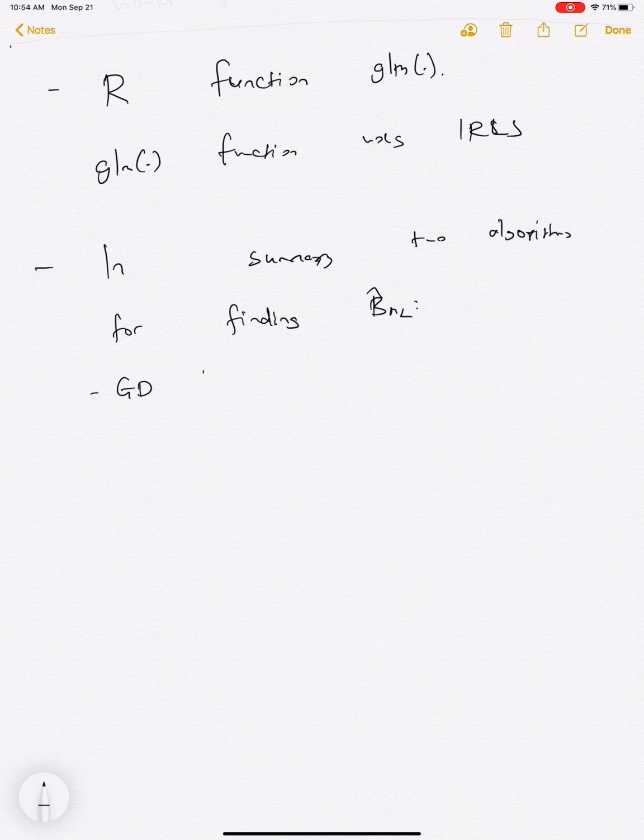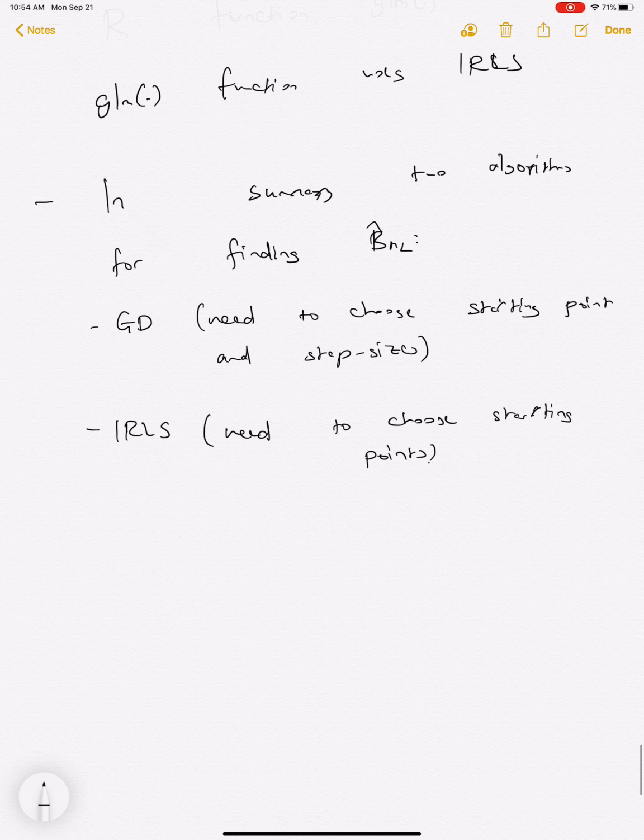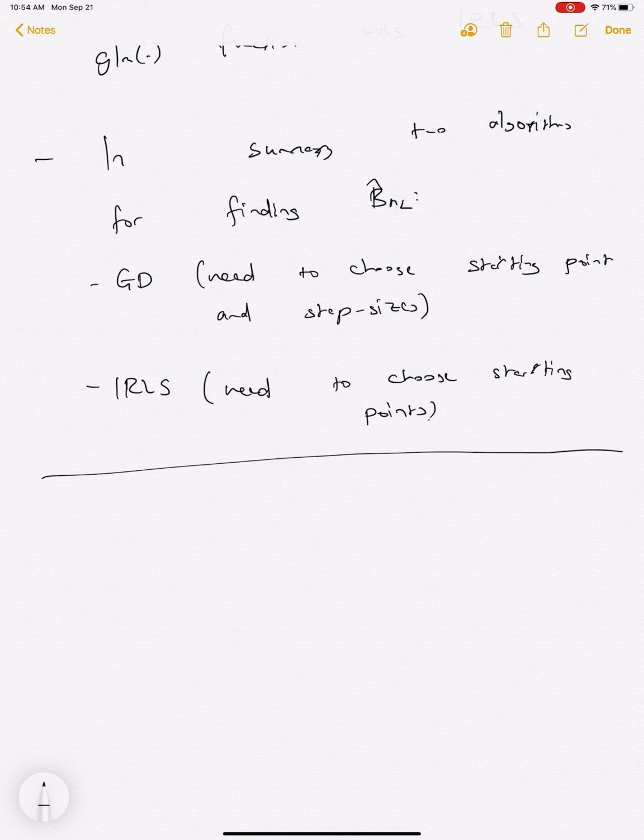So there's gradient descent, and for gradient descent, you need to choose a starting point and step sizes. And then there's iteratively reweighted least squares, for which you only need to choose a starting point.